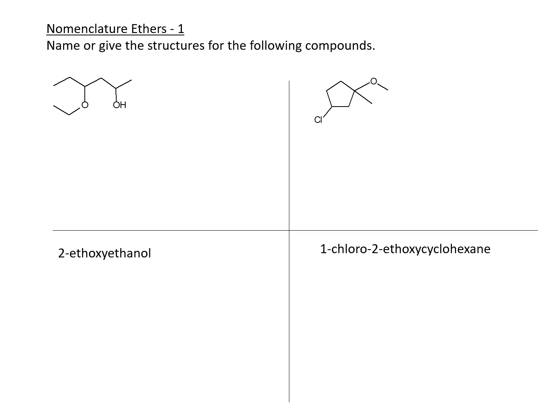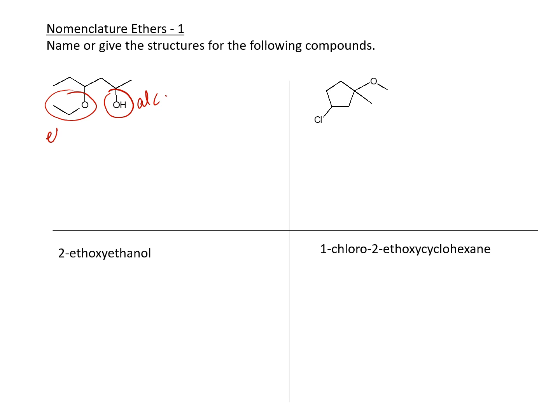Name or give the structures for the following compounds. Okay, fine. So here we have 4 compounds to work with. In the first one, we have an alcohol over here, so we know that it's going to take priority over anything else that we have learned so far. I also see an ether over here.